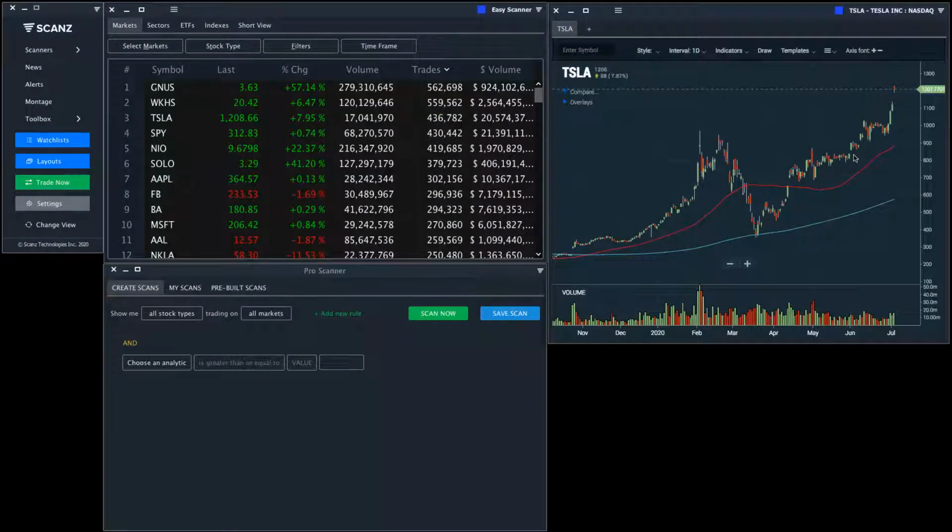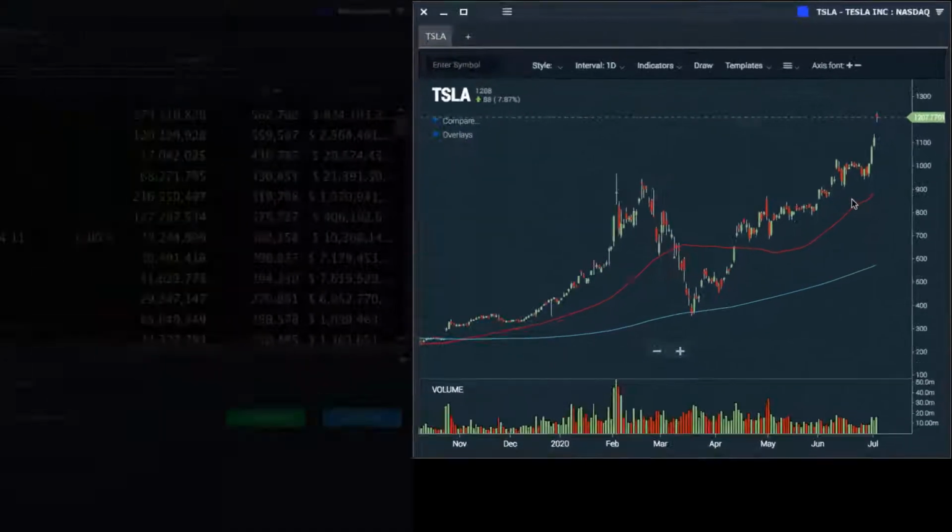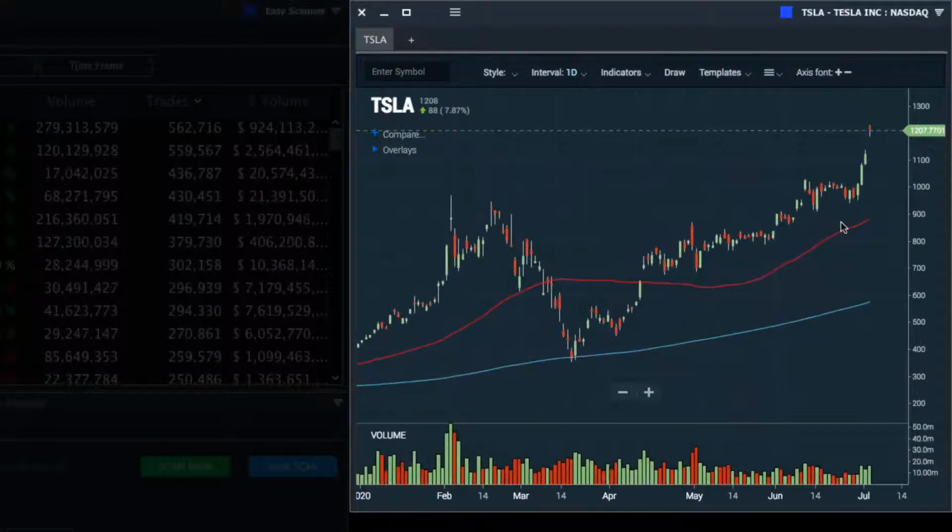Reverse engineering the scan process is more of an art than a science. You really need to spend some time analyzing these charts to figure out what exactly made this a great trade opportunity. Let's start by looking at Tesla to see if we can find other stocks making similar moves. We'll look at the chart and think about what makes this a unique setup. So first things first, I can see that the stock gapped up on the day.